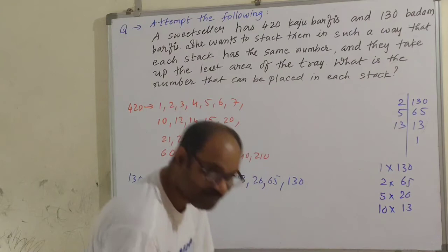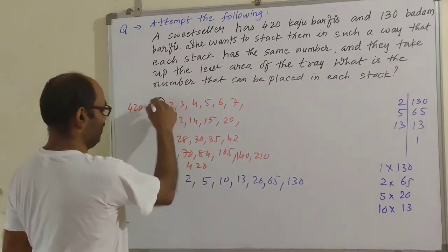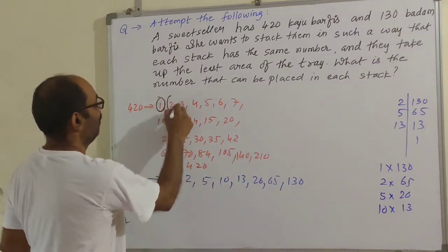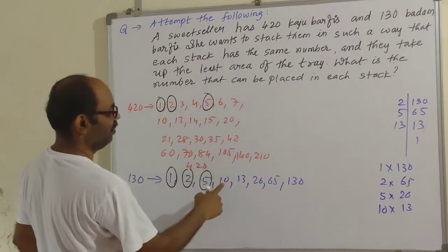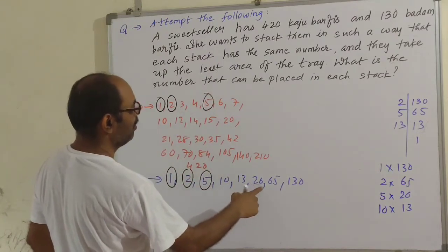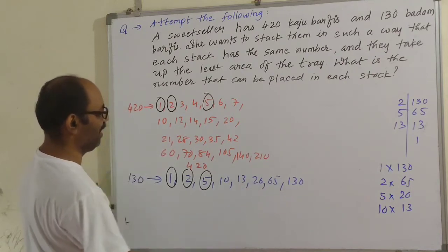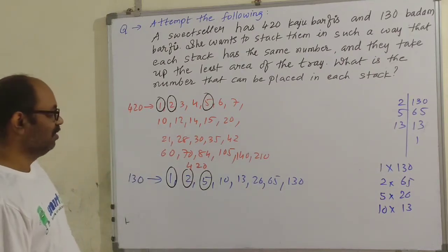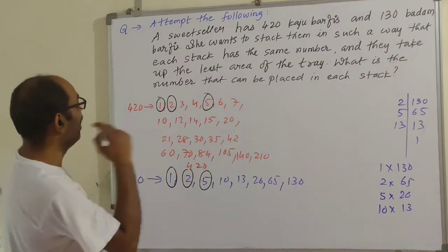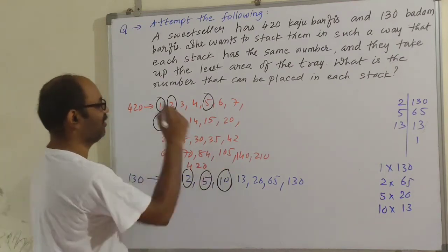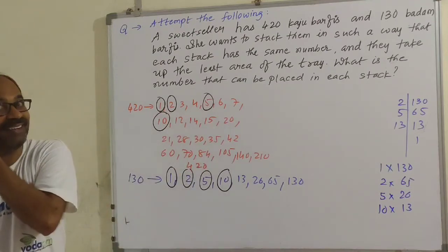Have you got it? Common factors. 1, 2, 5. 10 is not common. Do we have any more common factors? No? Sure? Sure? Yeah, 10. Sorry, yeah? Here is 10. 10 is also a common factor.